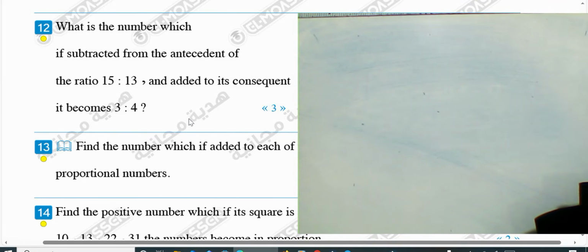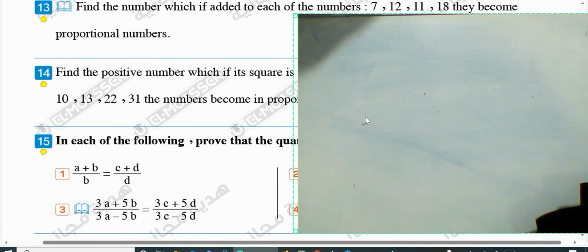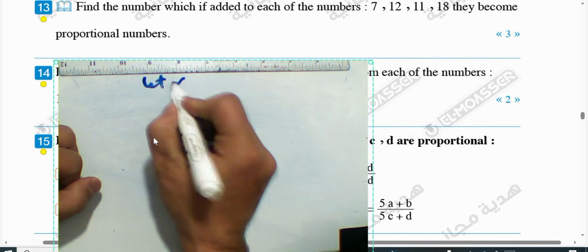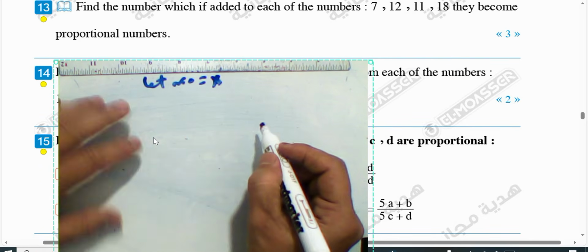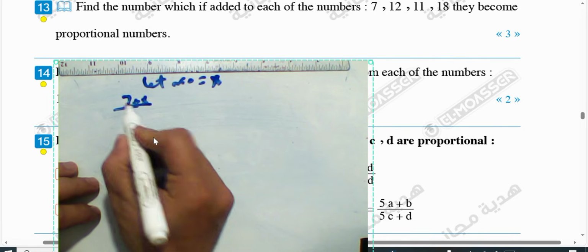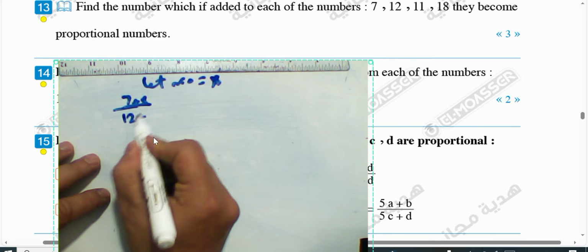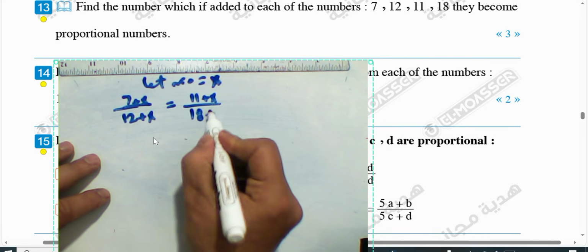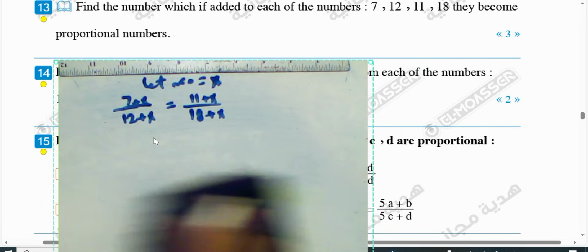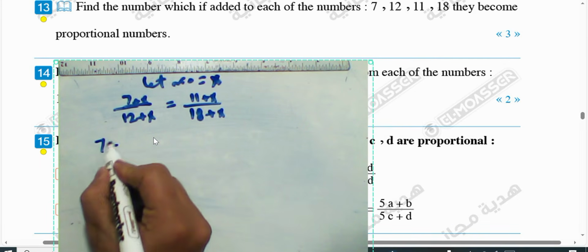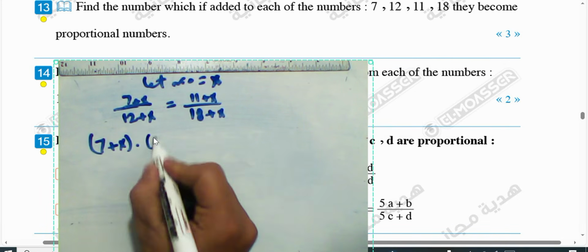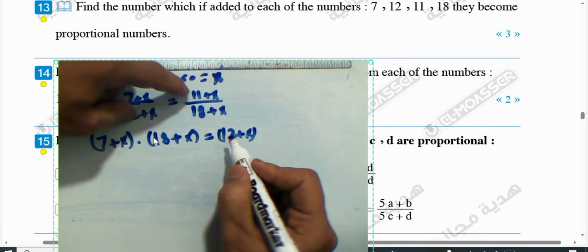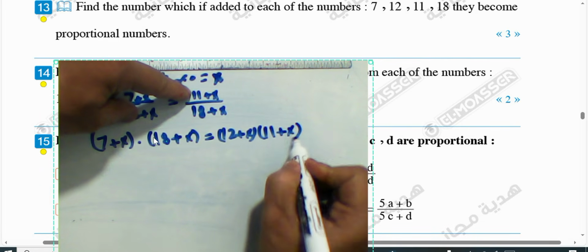Next question, number 13. Find the number which, added to each of the numbers, makes them proportional. Let the number be x. 7 plus x over 12 plus x is equivalent to 11 plus x over 18 plus x. Now we use the rule: the product of extremes equals the product of means. Like here, (7 plus x) times (18 plus x) is equivalent to (12 plus x) times (11 plus x).